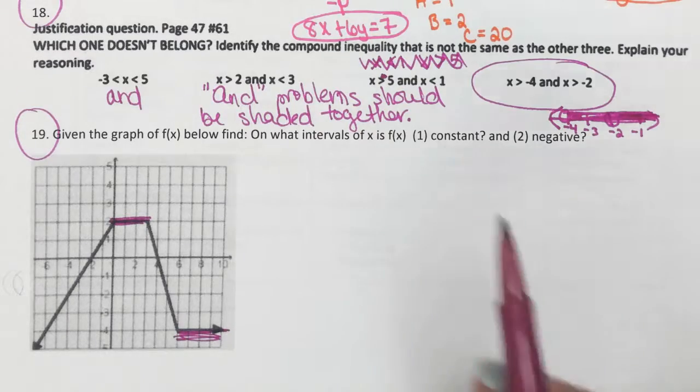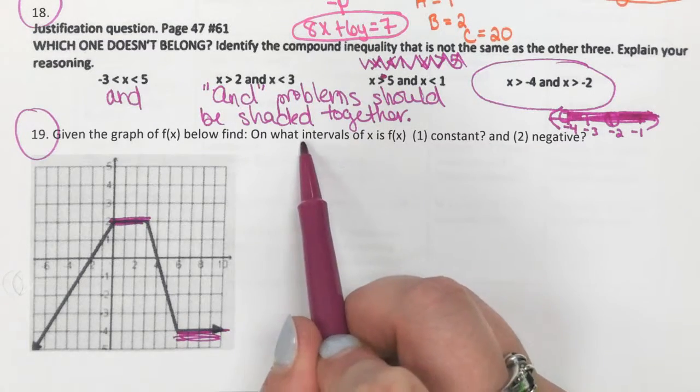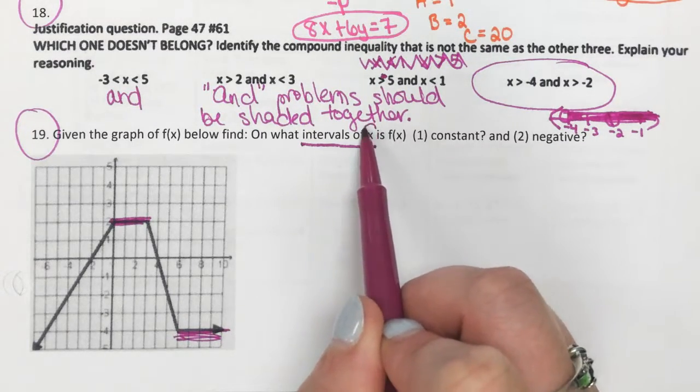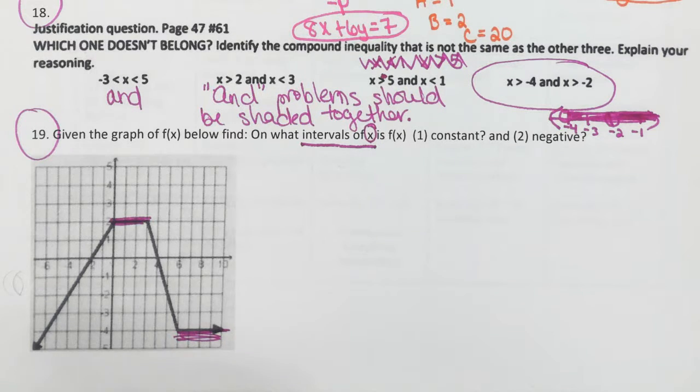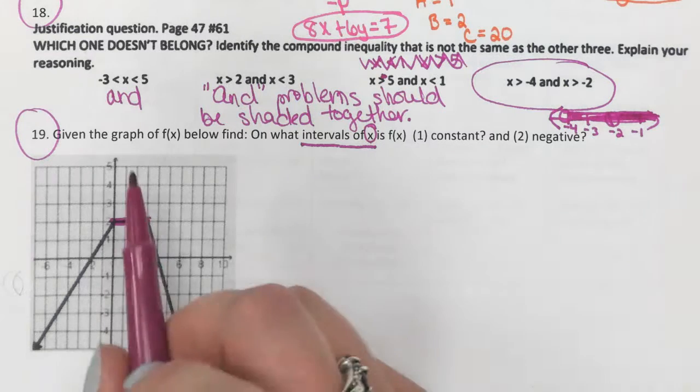Okay, so let's read what it says. It says, on what intervals of x? So when you're finding your numbers, where are you going to find your numbers from? X. The x-axis. And interval notation, what was interval notation? Huh? Interval notation. We had to do them on your test last week. Yep. The infinities and the parentheses and the brackets, right? Remember those? All right, here we go.